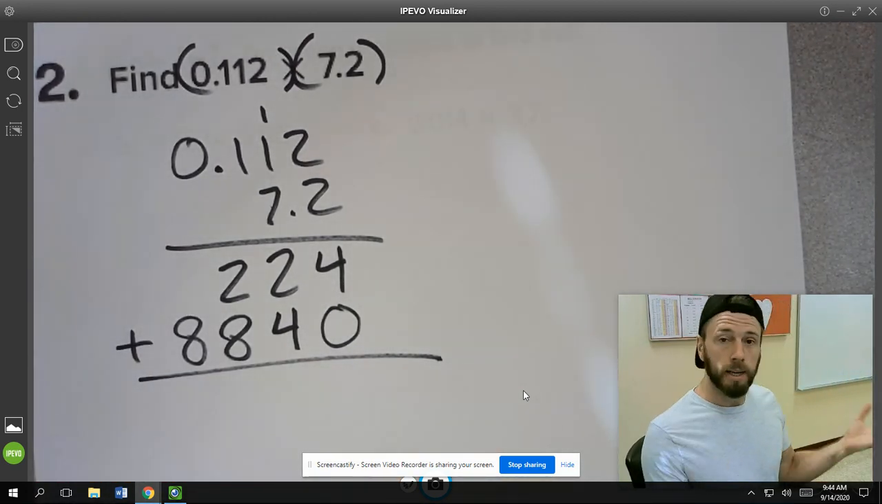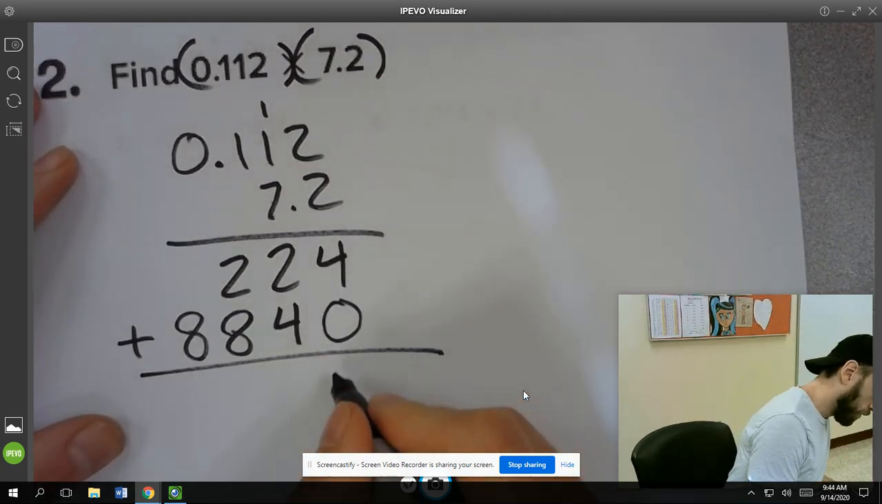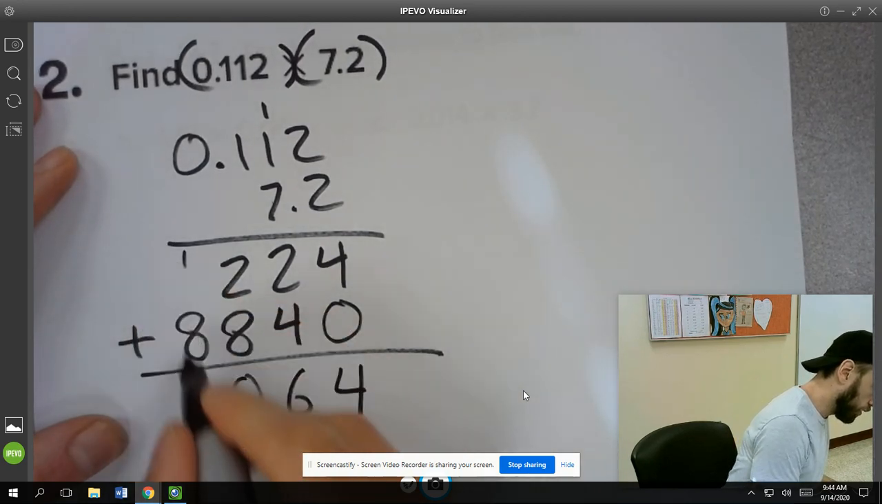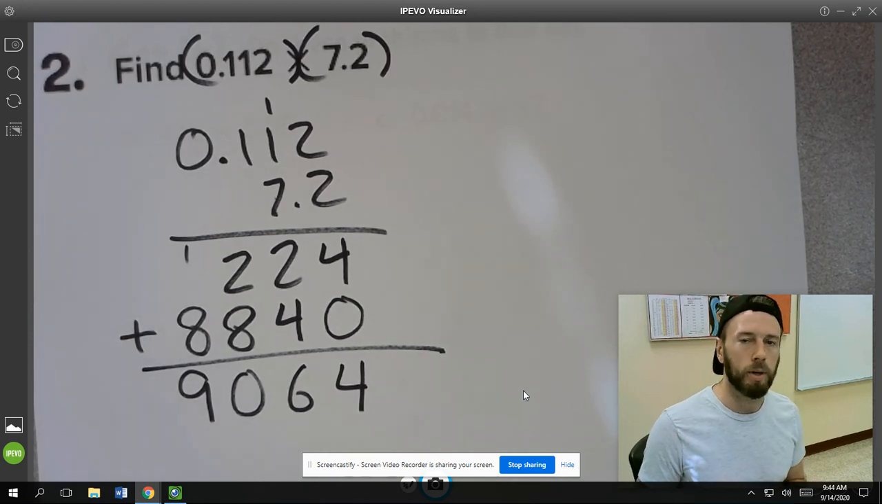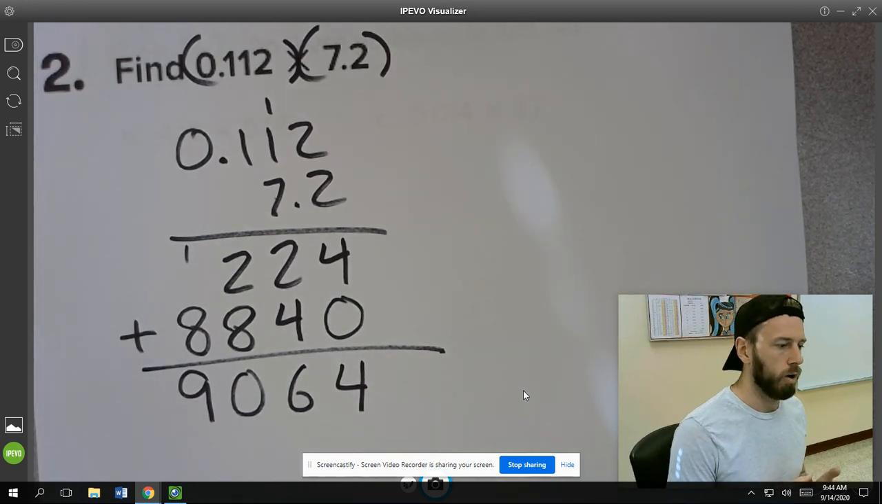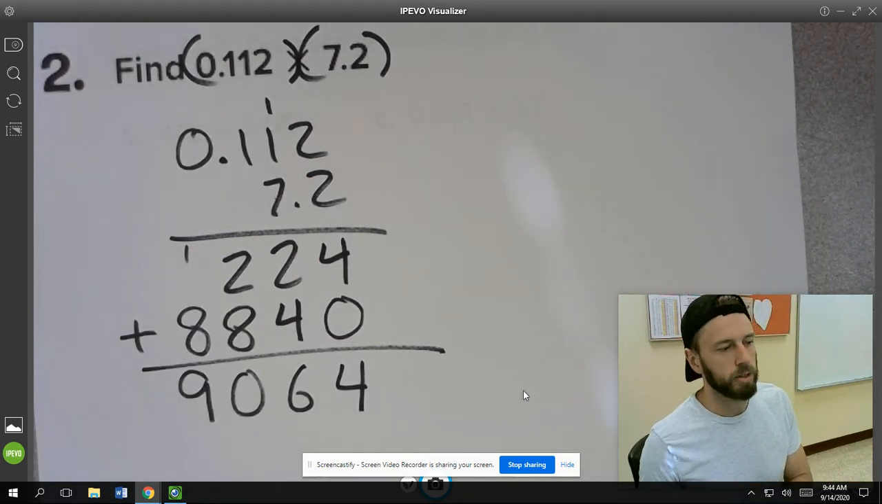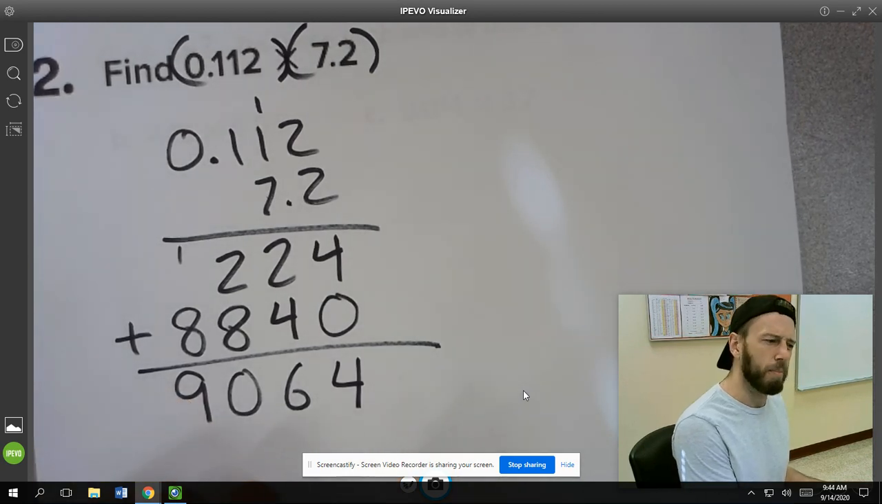I'm going to add these up again as if they were just whole numbers. I've done nothing with the decimals yet. 4, 6, 2, and that's 9. Now, here's where the decimal point comes into play. Because we should know that 112 thousandths times 7.2 is not going to give us 9,000. That just doesn't make sense.